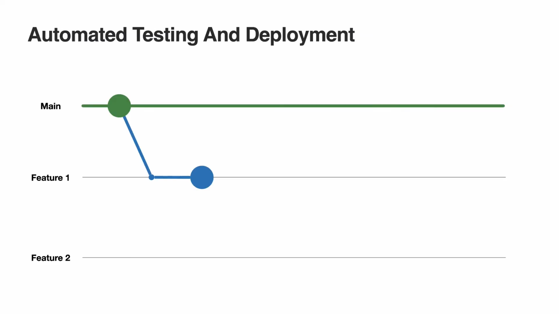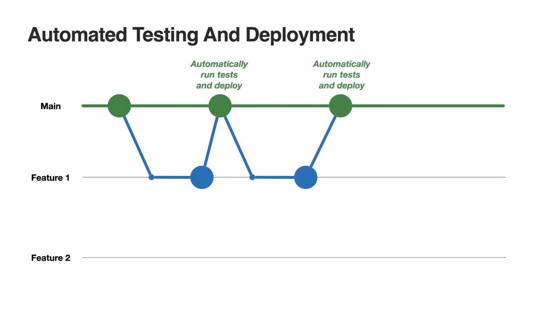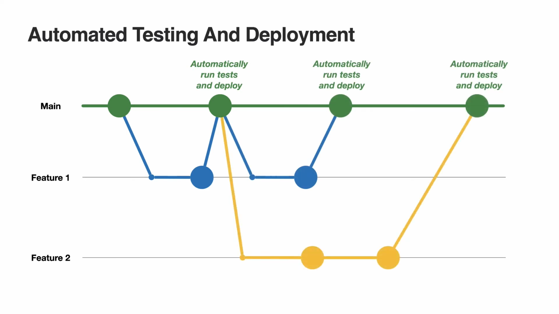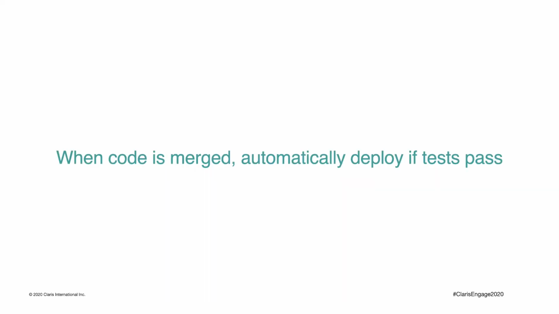And so every time that a feature is checked back in, and the tests are run, the code is deployed to production, and all this happens completely automatically. The key principle here is that when code is merged, we deploy automatically if the code passes all of our automated tests.